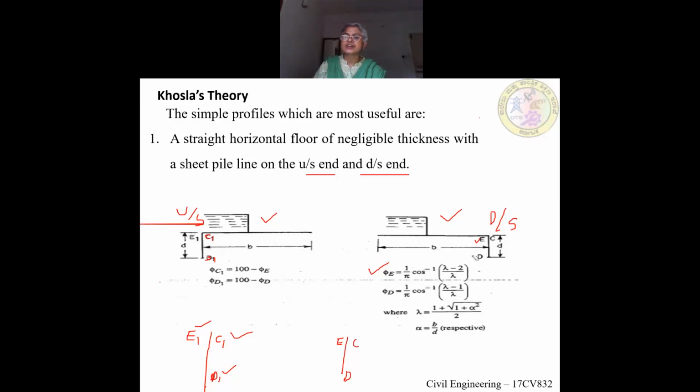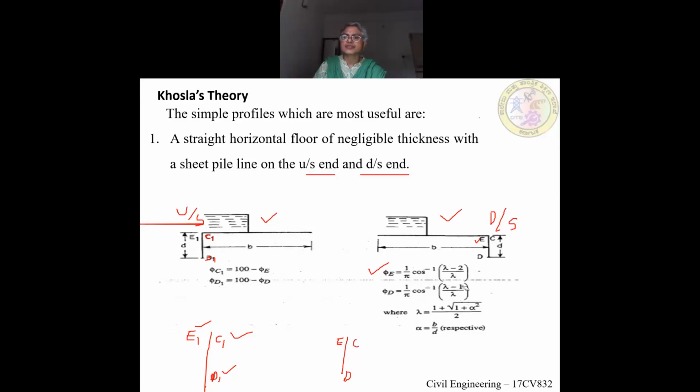If the depth is different, then separately you have to find the pressures for E and D, and then find out the corresponding pressures at C1 and D1. That we'll take up in the numerical problem. So you have to remember this equation. First you find phi at E, you have to work backwards. Then you calculate phi C1, 100 minus phi E. Then phi D you will calculate. Phi D1 can be obtained by subtracting phi D from 100.